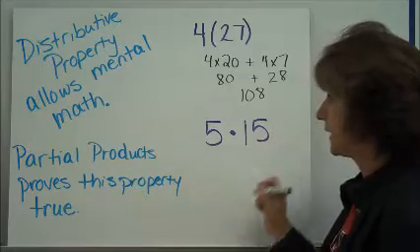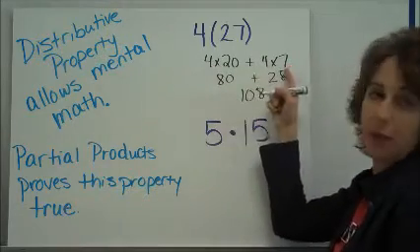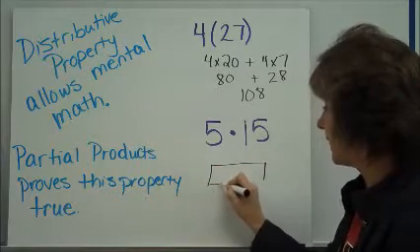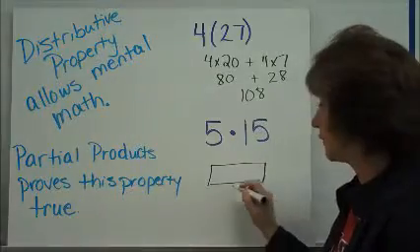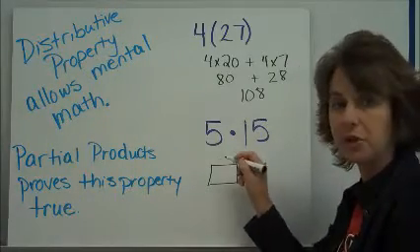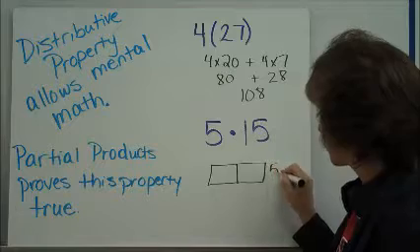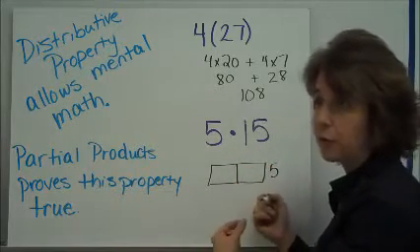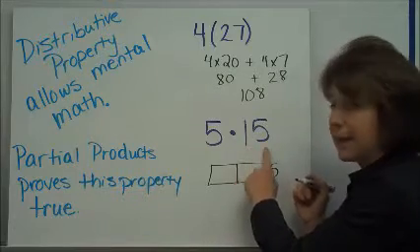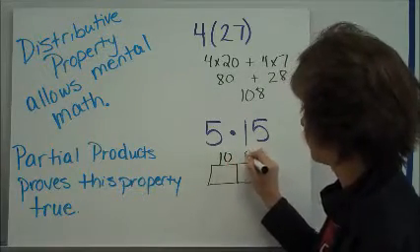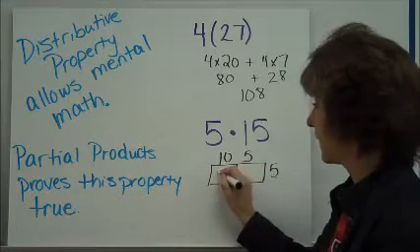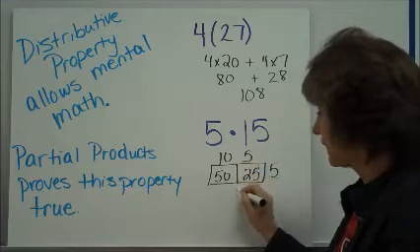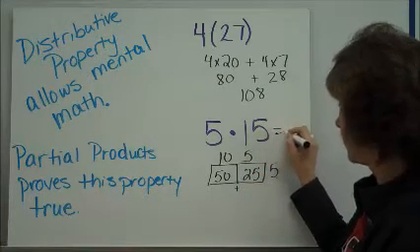5 times 15. Now, this may not be the way you choose to write it, so I also want to show you that if you use the grid, you are using the distributive property. The grid will help you figure out which numbers to multiply. So we're going to multiply this number by 15. Instead of doing that, we're going to multiply this number by 2 addends that equal 15. 10 and 5. 5 times 10 is 50, and 5 times 5 is 25. Adding these together gives us the answer of 75.